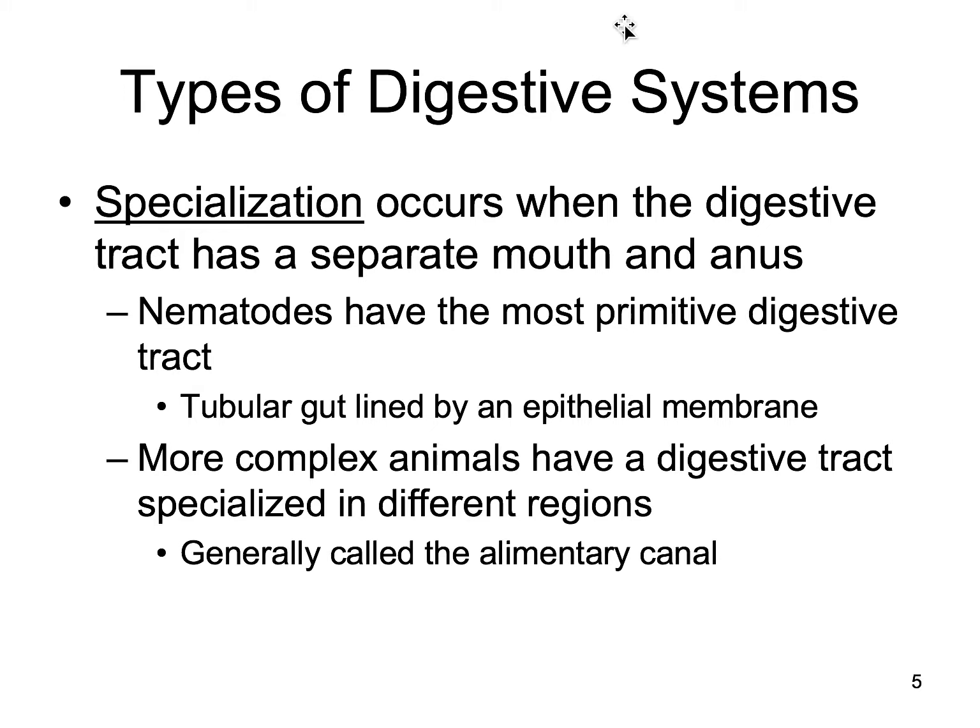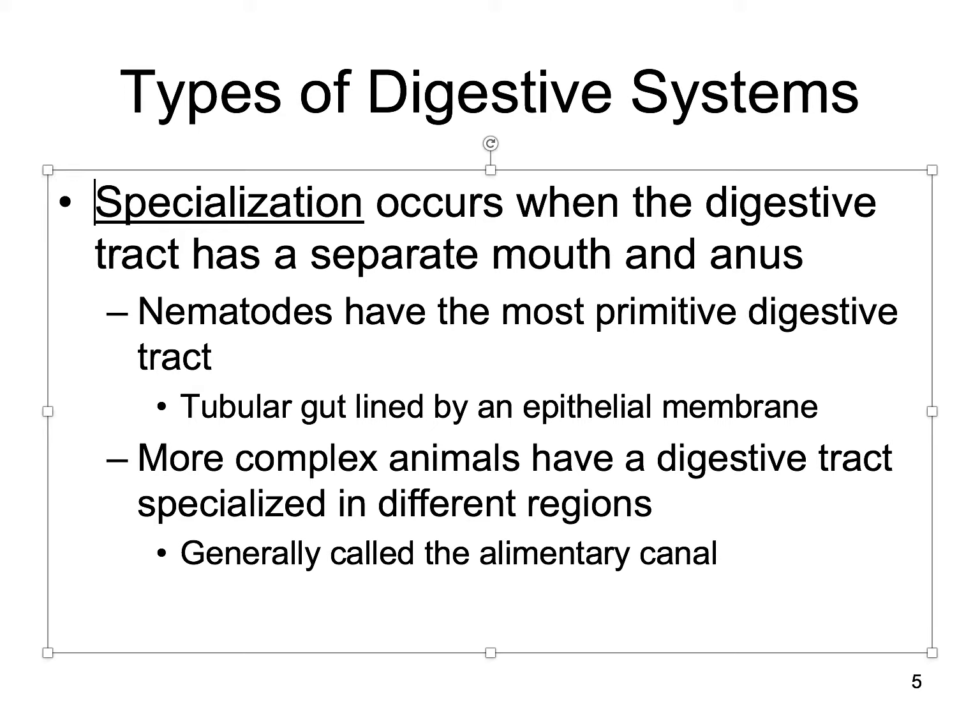So, when it comes to the types of digestive systems, we like to focus on this concept of specialization, which, going back to the lectures on the development of the blastopore, is where the digestive tract has a separate mouth and anus. In other words, food comes into one end of the tube and goes out the other end of the tube. Complex animals have more complex digestive tracts that are specialized in different regions. We call ours the alimentary canal because there's a single canal where the food goes through from top to bottom, mouth to anus, and then there are multiple accessory organs involved along the way.